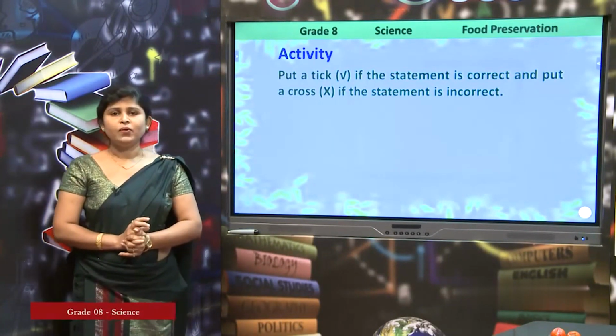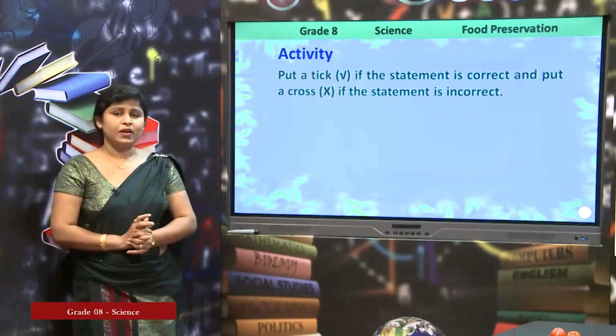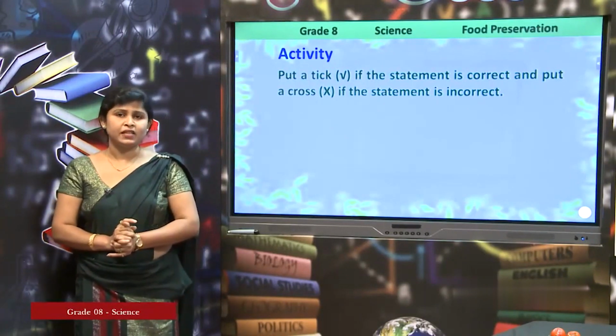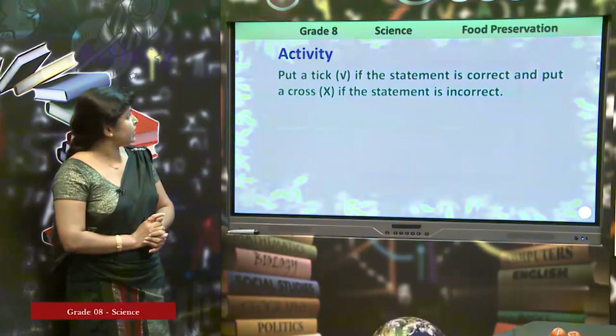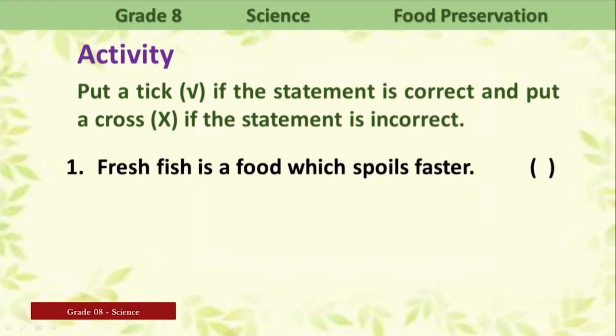Right. Now, I want to assess whether you learnt what I taught you. To assess your knowledge, I have given you an activity. Put a tick if the statement is correct and put a cross if the statement is incorrect. Let us see. Fresh fish is a food which spoils faster. Correct or wrong? Yes, very good. Fresh fish is a food which spoils faster, it is correct. Then you have to put the tick mark.